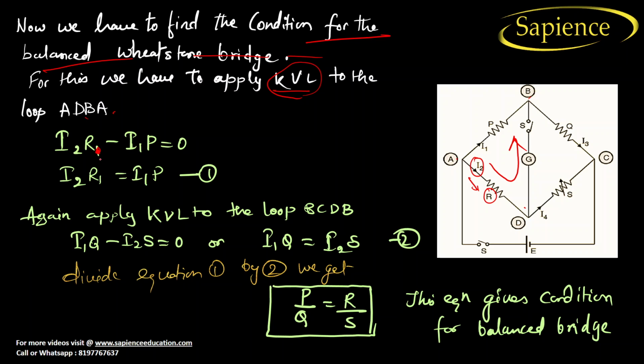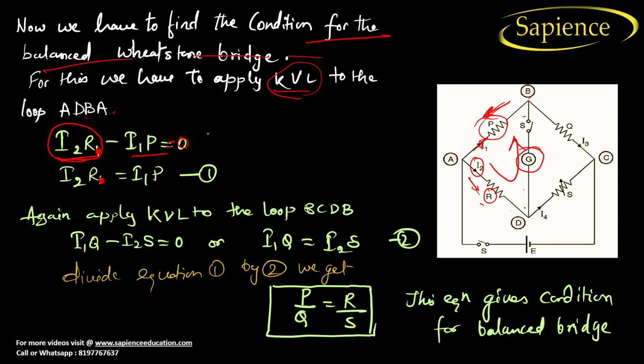This is not R1, so this will be R only. So I2 into R will be positive because we are going with the current. So the voltage drop will be I2R. And in this area, there is no current passing, so we don't have to write any voltage drop. But when we are going in this direction, the current is going the other way, so we are following the path in the opposite direction. So there will be a negative voltage drop, so this will be minus I1 into P. The total voltage drop will be 0 as per Kirchhoff's voltage law.